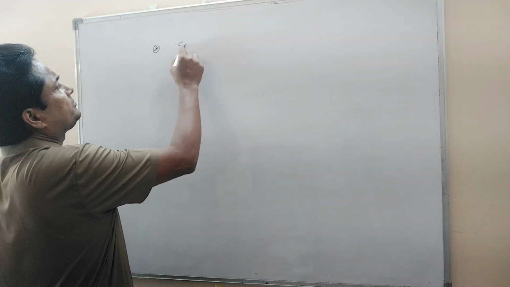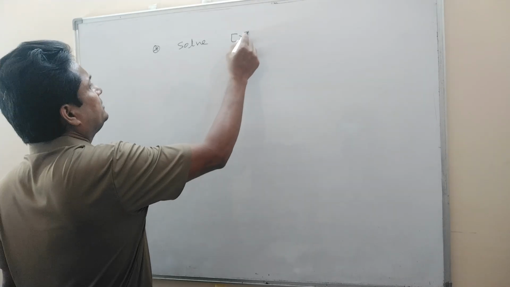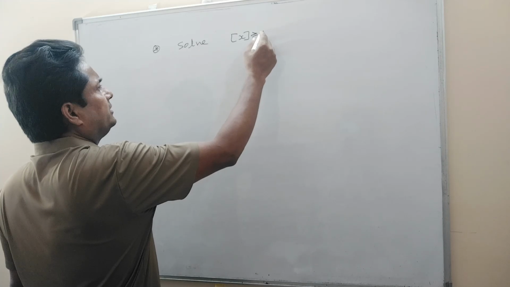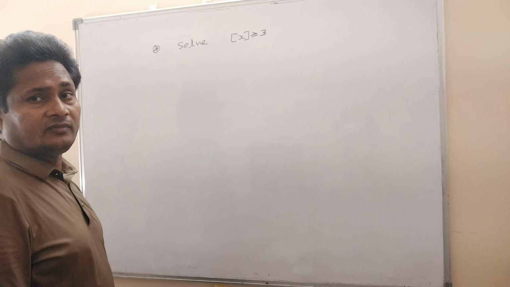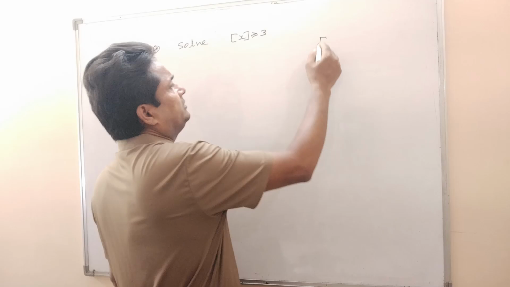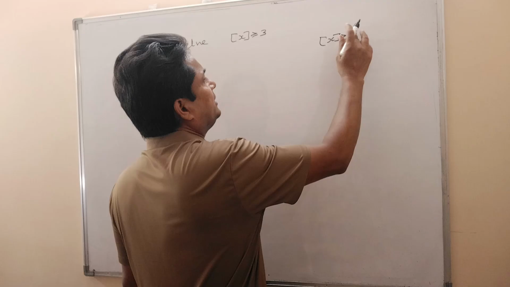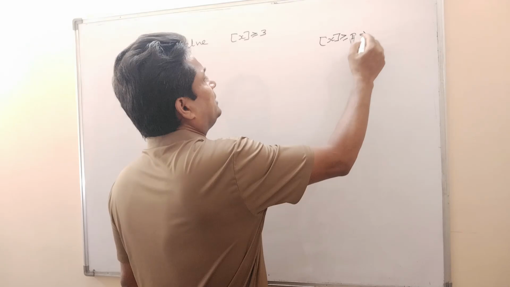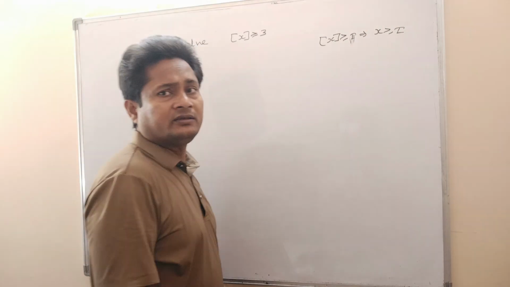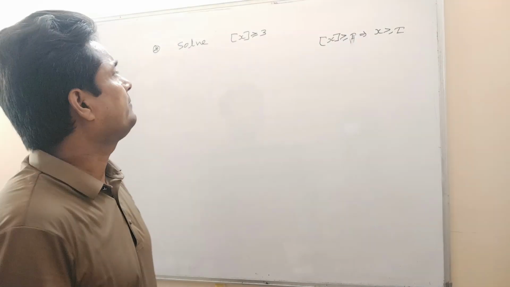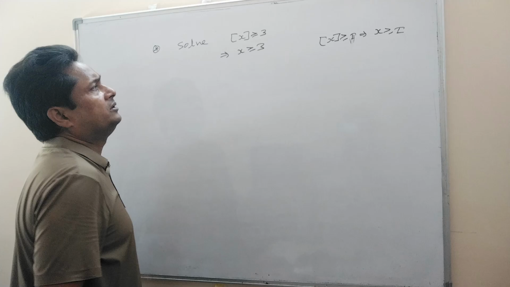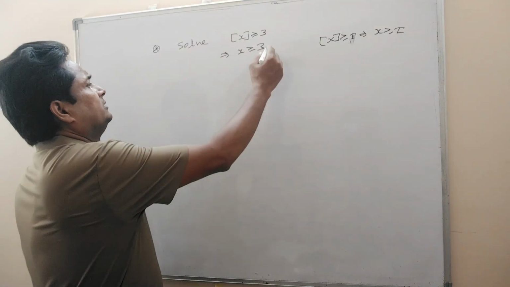Let's solve: greatest integer of x greater than or equal to, let's say, 3. Then what will be your answer? What is the property for greatest integer of x greater than or equal to I? Then the answer will be x is greater than or equal to I. This is the property. Then the answer for this one will be x greater than or equal to 3. This is your answer.